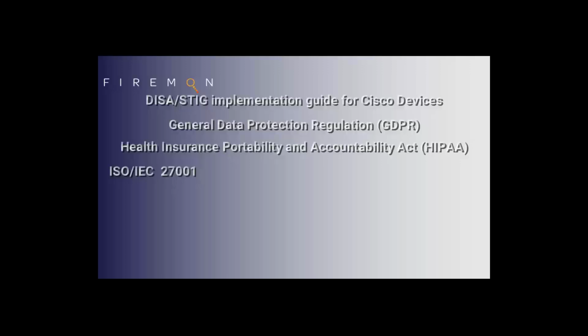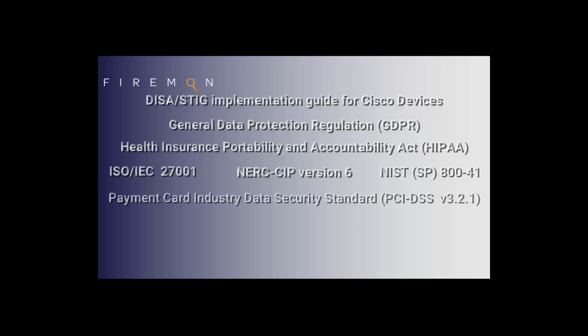2007-001 Information Technology Security Techniques, that's a mouthful, commonly known as ISO 27001, the North American Reliability Corporation Critical Infrastructure Protection, aka NERC-CIP, version 6, the National Institute of Standards and Technology Recommendation Special Publication, or NIST SP 841, the Payment Card Industry Data Security Standard, version 3.2.1, commonly known as PCI DSS, Title IV of the Sarbanes-Oxley Act of 2002, used to assess the effectiveness of internal controls and procedures for financial reporting.